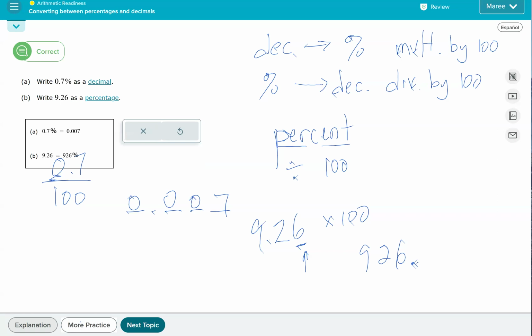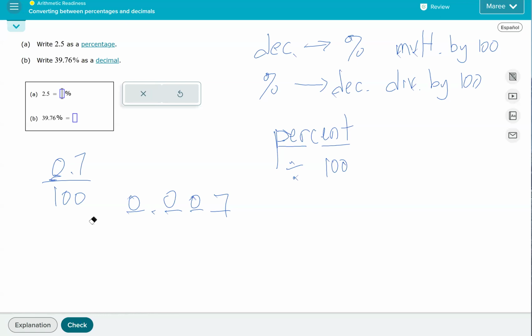All right, let's do one more. Wait, let me erase this. Okay, so we're dividing by 100. So I want my 2 to be in the hundredth spot. So 0.0, here's my 2, and then there's a 5 after it. And then the 39.76, we want the 6 spot. So the 6 at the end needs to be in the ones place, which means we're going to write 3976.